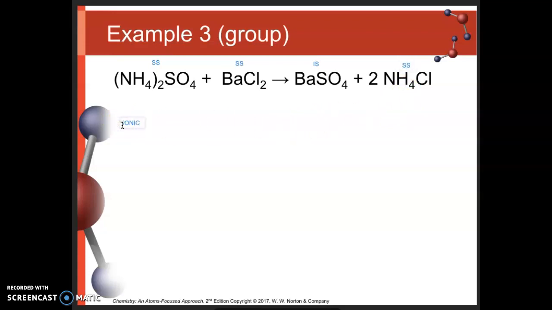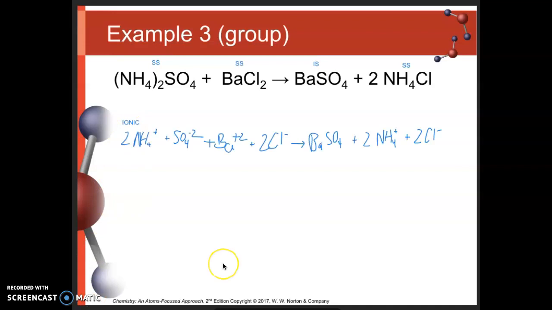So our ionic equation looks like this. So here is our total ionic equation. We can see that we have 2 ammonium ions plus a sulfate ion plus a barium ion plus 2 chloride ions. On the product side, we have barium sulfate insoluble, so it stays molecular. We have 2 ammonium ions and we have 2 chloride ions.